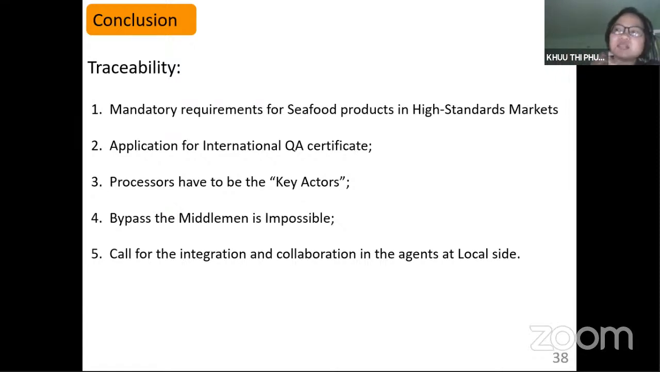Processors have to be the key actors to transfer the information from the global side to the local side. And because bypassing the middleman is impossible, we have to control their interaction and collaboration in the supply chain.